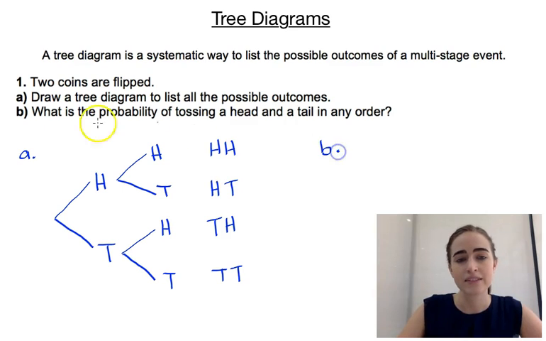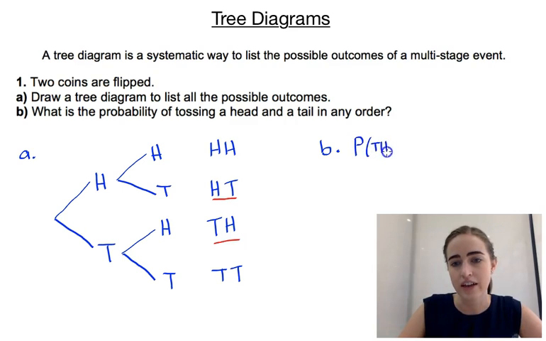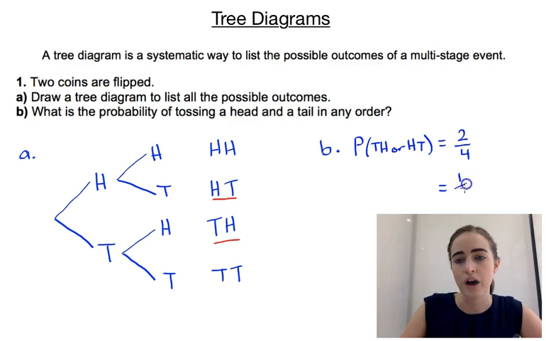Part B then asks us, what is the probability of tossing a head and a tail in any order? So that happens twice. We can either have a head and then a tail, or a tail and then a head. So that means that we've got a total of 2 out of our 4 outcomes. So the probability of a tail, head, or head, tail was 2 out of 4, which is equivalent to a half. So you've got a 1 in 2 chance of tossing a head and a tail in any order.